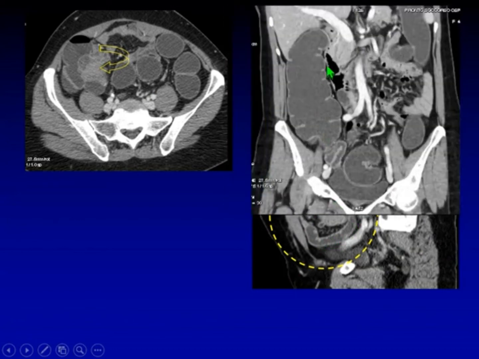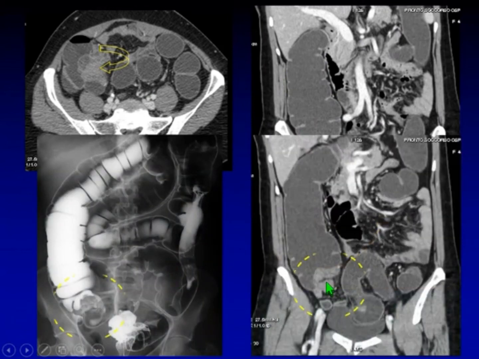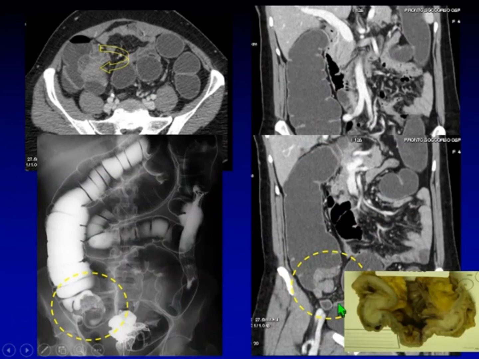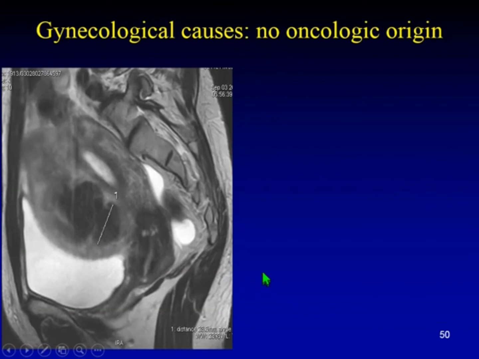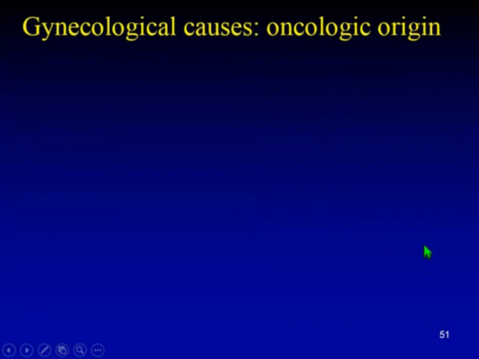The right colon wall is normal. No nodes, no free liquid. For this reason, we thought of a benign pathology. We suspected a relapse of cecal endometriosis, and we were right, because it was an endometriosis of the cecum. Gynecological causes of right lower quadrant pain without oncologic origin: please remember that huge myomas may determine abdominal swelling and abdominal pain in women.